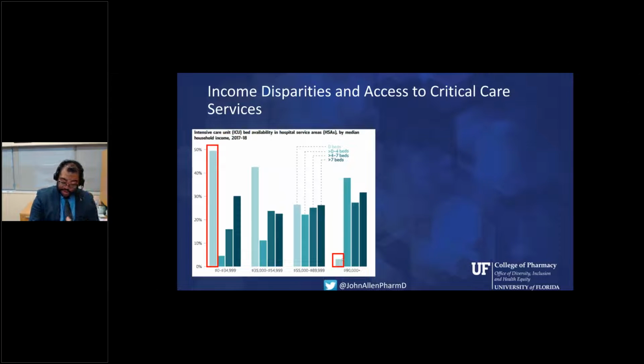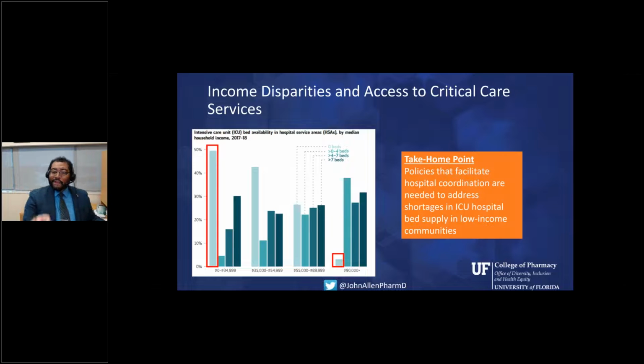And so income disparities as it relates to the availability of community ICU beds were actually more common in rural areas than in urban areas. And I'll say that the major take-home point here is that policies that facilitate coordination amongst hospitals are needed to address shortages in ICU hospital bed supply in low-income communities. And so patients have to go farther. If you're in a low-income neighborhood, you have to go farther to receive care, which has negative consequences as well.